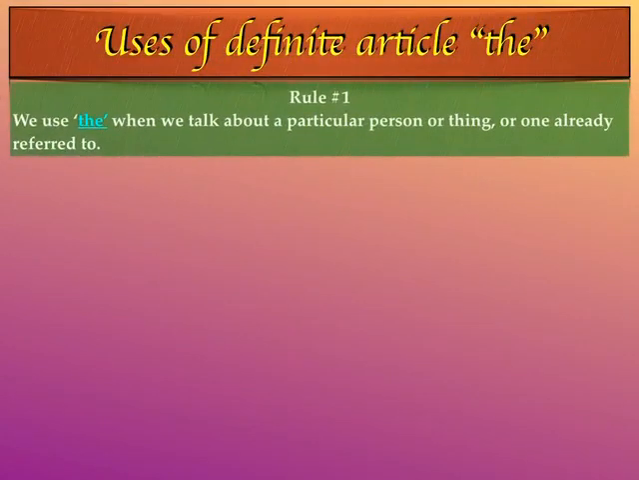The first rule for the definite article the is that we use the when we talk about a particular person or thing or the one already referred to. I just discussed previously that we have to use the when we are talking about a particular person or thing which we have already referred to, and we are referring to it for the second time.